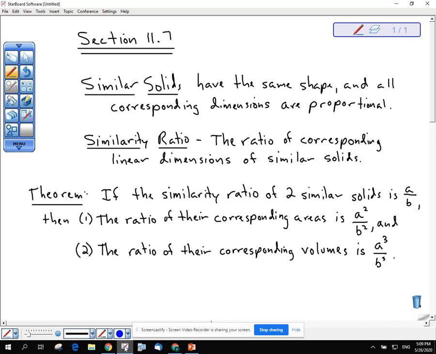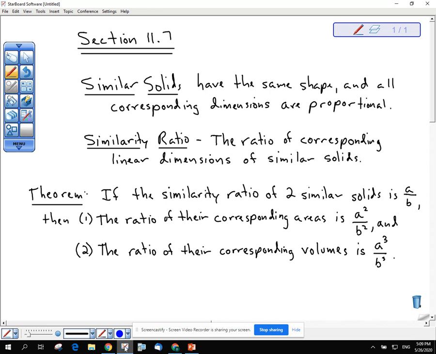We'll use things like cones and hexagonal pyramids and prisms and that kind of thing. But just to give you an extreme example, let's suppose you have a car in the parking lot and then you have a toy model of that exact car, okay? What we would know is if they are similar solids, which they should be if one is an exact model, then all of the dimensions are proportional, as this definition says.